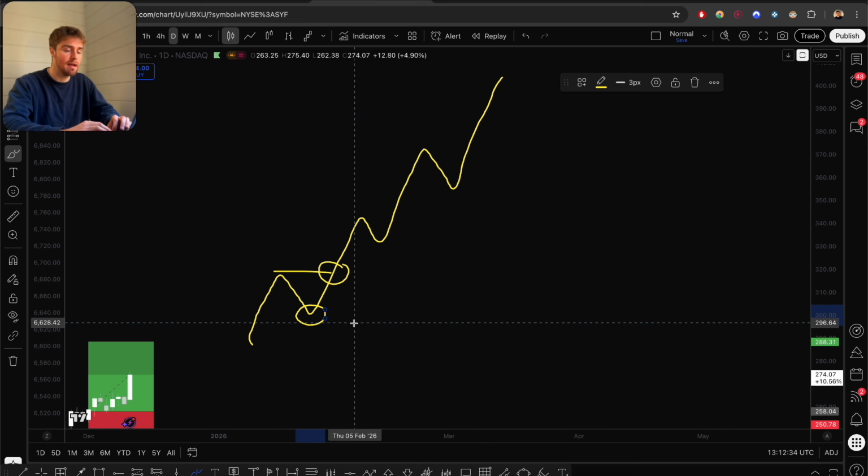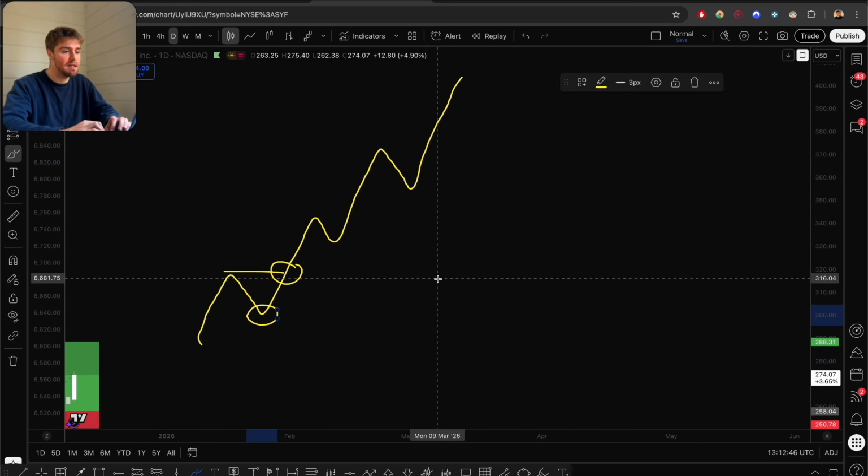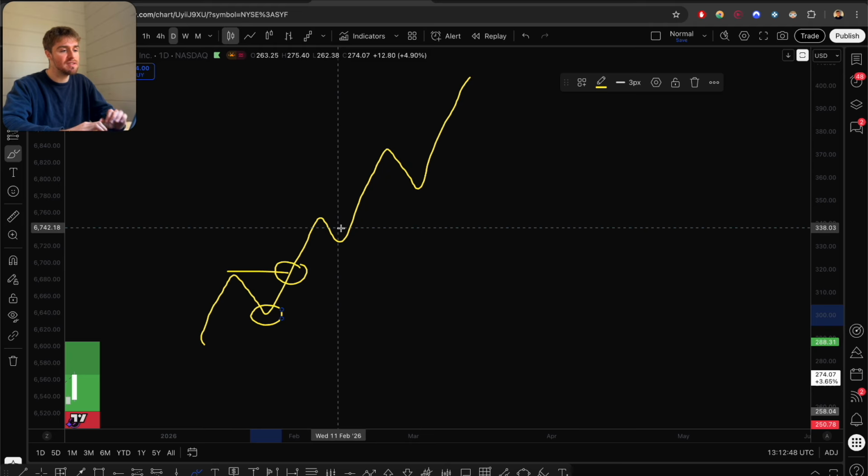point in the pullback. Now, one thing that you'll notice as a general rule of thumb is that the pullback traders tend to have slightly worse win rates. Why is that? And why is that important to scaling in? Because scaling in is all about risk, right? It's all about risk structures and knowing really how to manage things correctly.